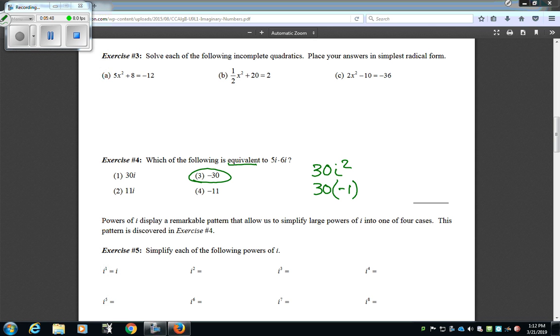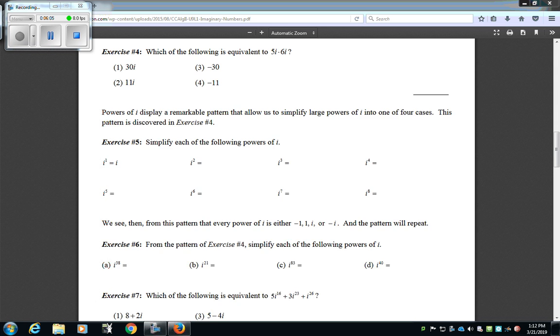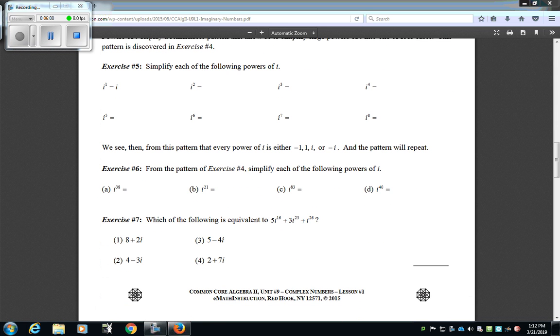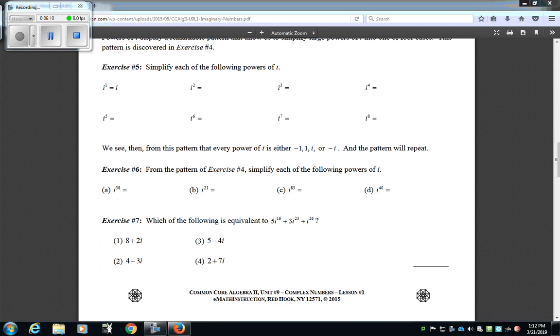So the idea with the powers of i, because you could have exponents, is being able to relate them to certain values that we would come across, because it's a cycle, just like some other values that we'd see in math. Now, if you move on to exercises 5, 6, and 7, they show you here first that i to the first power is just i. But we just talked about i to the second power, which would be negative 1. And i to the third would be negative i.